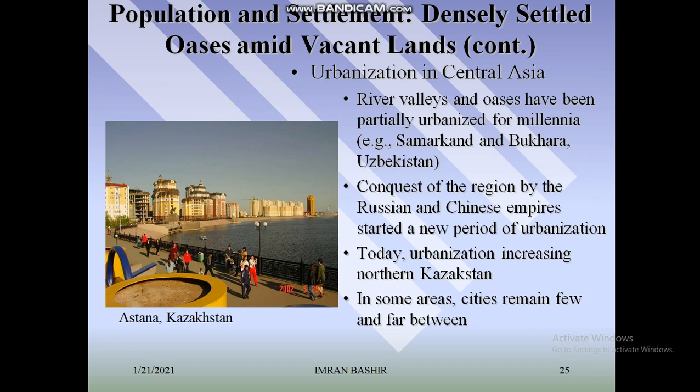Population and settlement: densely settled oases and vacant land. Urbanization in Central Asia: river valleys and oases have been partially urbanized for millennia. Samarkand and Bukhara, Uzbekistan. Conquest of the region by the Russian and Chinese empires started a new period of urbanization. Today urbanization has increased in northern Kazakhstan, and in some areas cities remain few and far between.